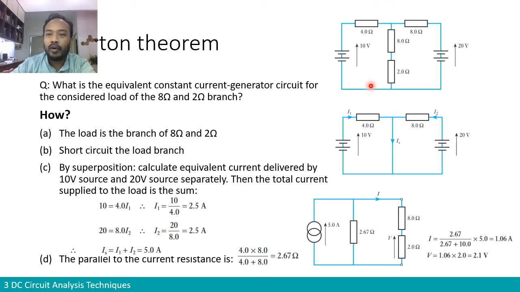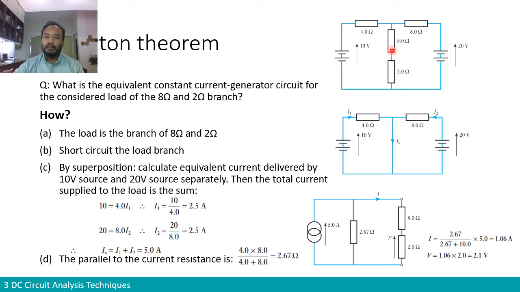The others are going to be considered as a current generator, right? So this is the load, the rest are going to be considered as current generator. So how do we do that? The first thing we need to agree upon is that the load is here. Therefore, if the load is here, the rest are going to be simplified into a current generator with a parallel internal resistor.